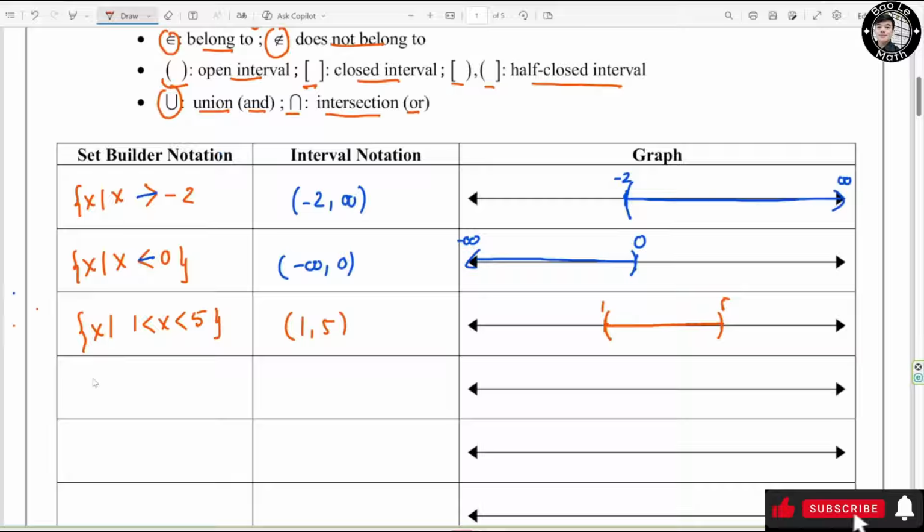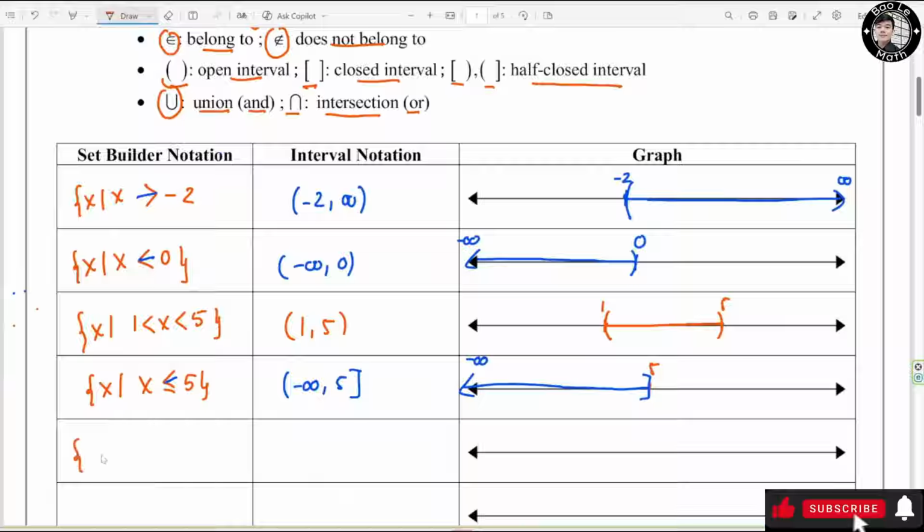Now the next one, all real numbers x such that x is less than or equal to 5. Alright, so we have 5 right here. We put the arrow right here. So from 5 all the way to the left. And this one is negative infinity. Since we have the equal sign right here, this one must be a bracket. So the answer right here must be negative infinity to 5.